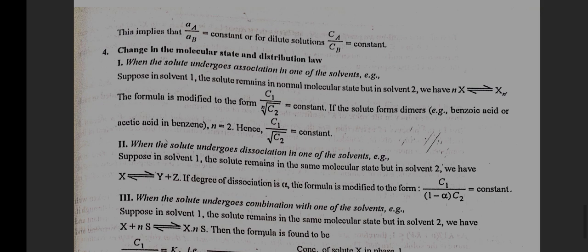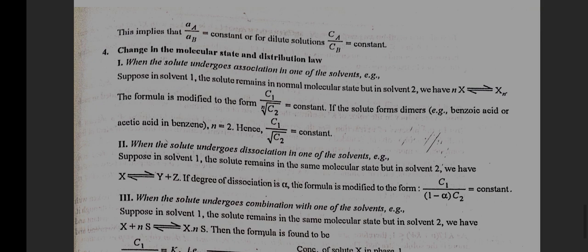When the solute undergoes association in one of the solvents, suppose solvent 1, the solute remains in the normal molecular state, but in solvent 2 we have nX tends to X_n. The formula is modified to the form C1 divided by under root nth of C2 is equal to constant. If the solute forms dimers, for example benzoic acid or acetic acid in benzene, n is equal to 2, hence C1 divided by under root of C2 is equal to constant.